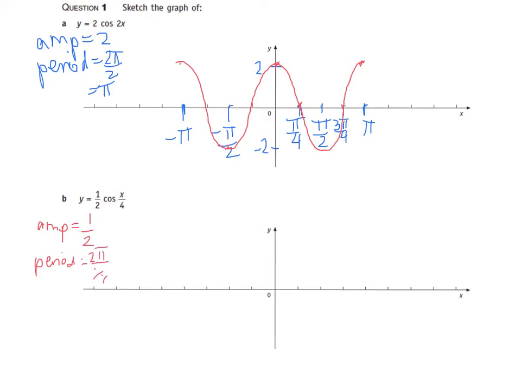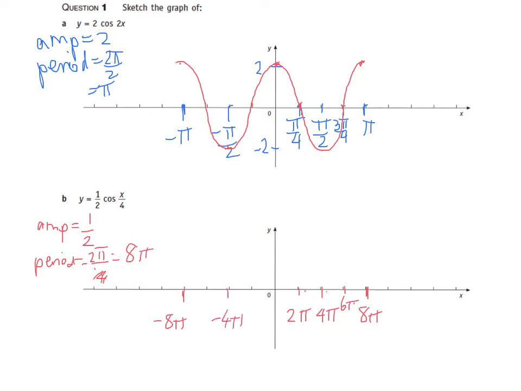Sorry, that writing's not very neat. Which is 8 pi. Big, big, long period. So we'll make our period there 8 pi, which is going to be 4 pi halfway. Half of that is 2 pi. So 2 pi, 4 pi, that's going to be 6 pi, etc. Down here would be negative 8 pi, and halfway there is negative 4 pi.